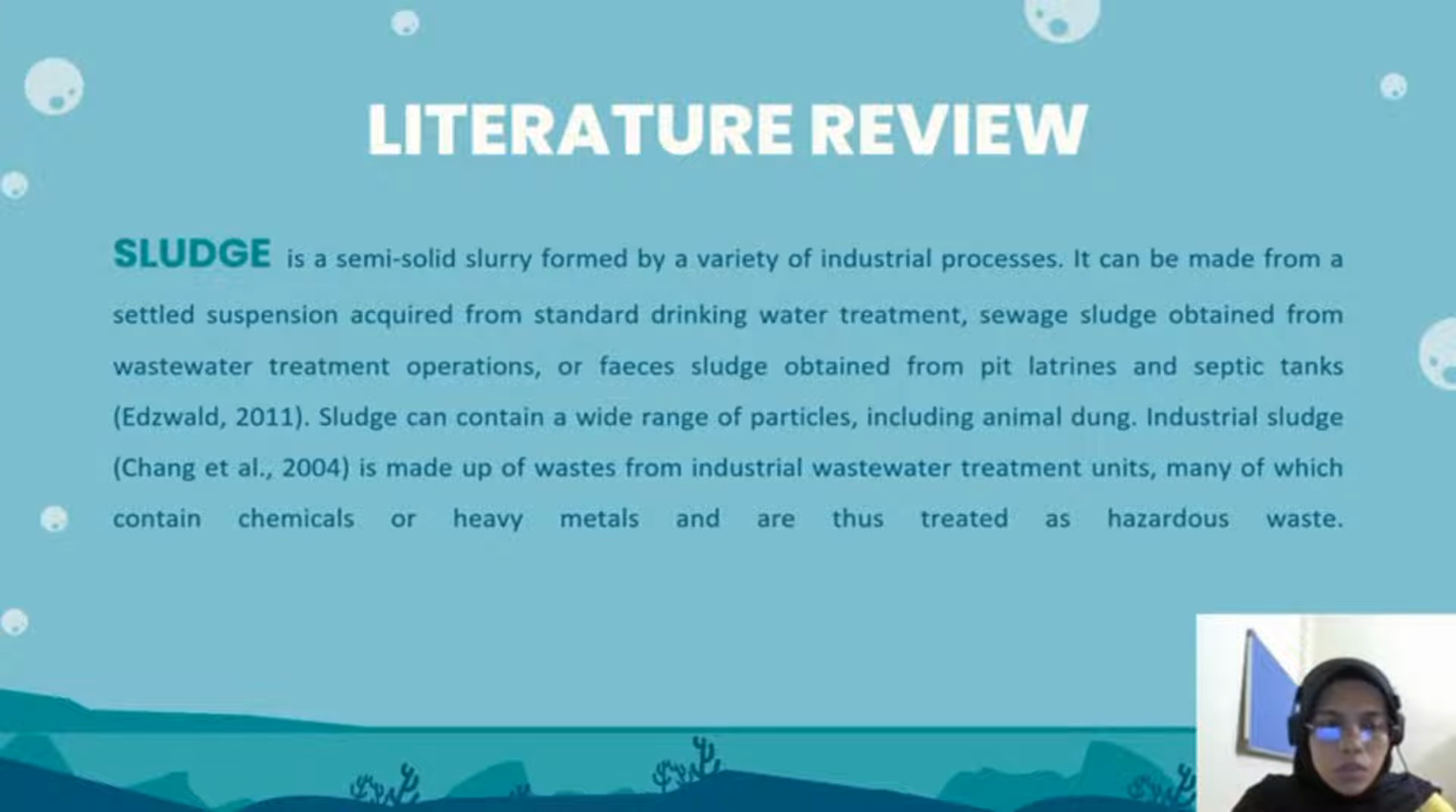Based on Aeslina 2011, sludge is a semi-solid slurry formed by a variety of industrial processes. It can be made from a settled suspension acquired from standard drinking water treatment, sewage sludge obtained from wastewater treatment operations, or faecal sludge obtained from pit latrines and septic tanks. Sludge can contain a wide range of particles including animal dung. Industrial sludge, according to Chang 2004, is made up of wastes from industrial wastewater treatment units, many of which contain chemicals or heavy metals and are thus treated as hazardous waste.